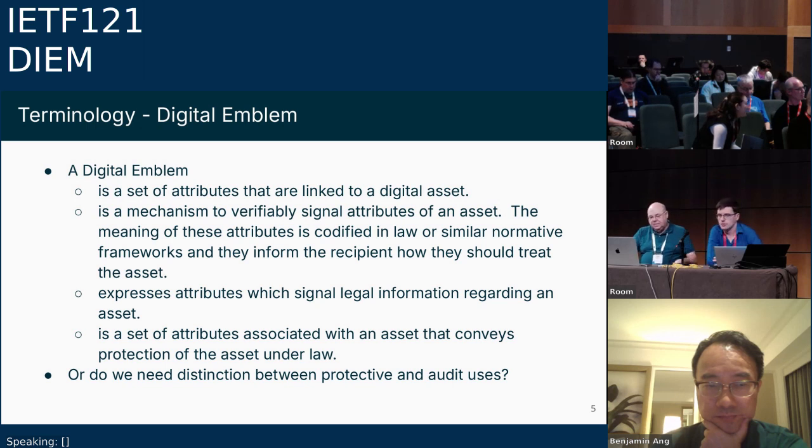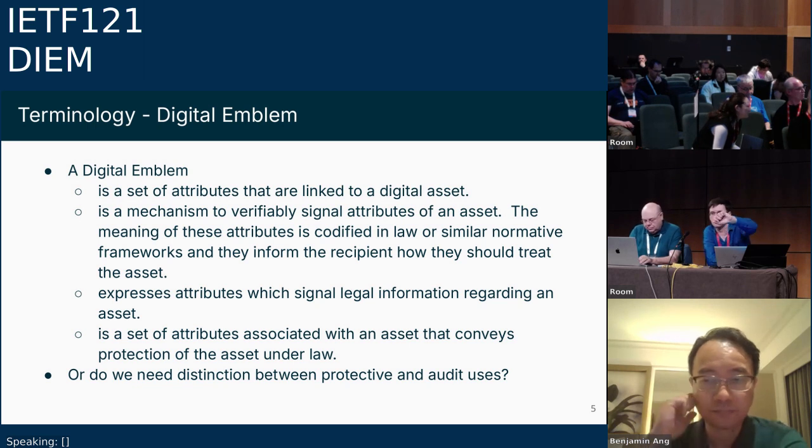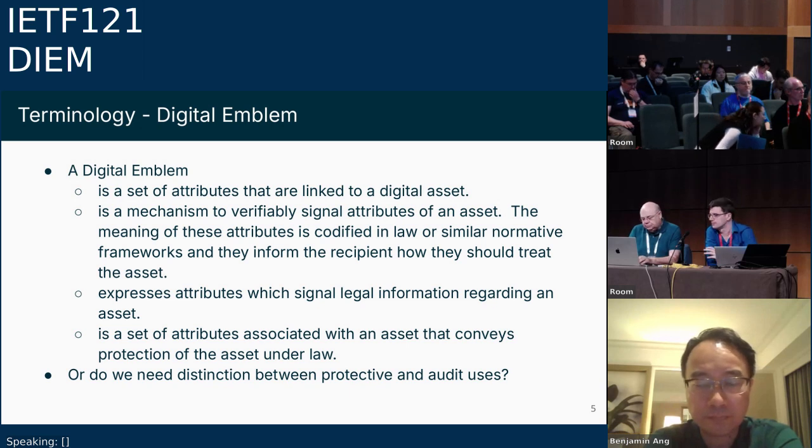So the second question was about this aspect that appears in several of these, where the treatment of the asset that is expected to follow on from receiving an emblem is somehow codified in law, and whether that is an essential part of the definition that we're talking about.